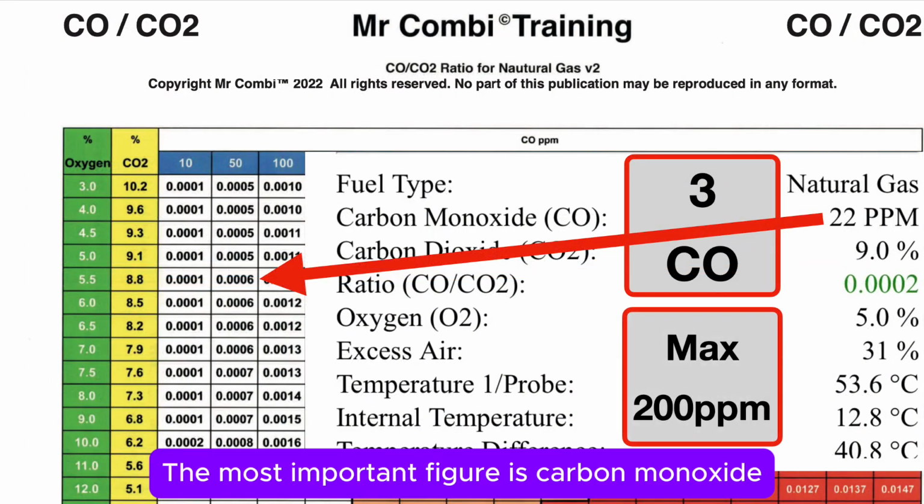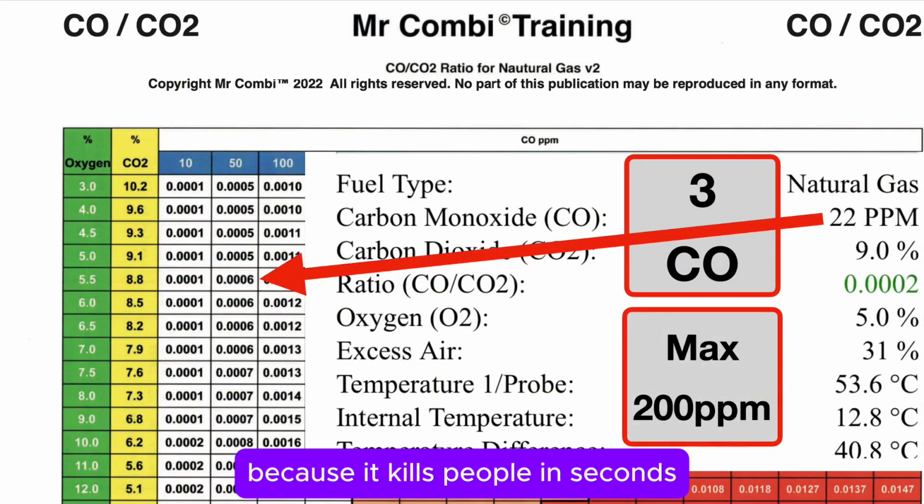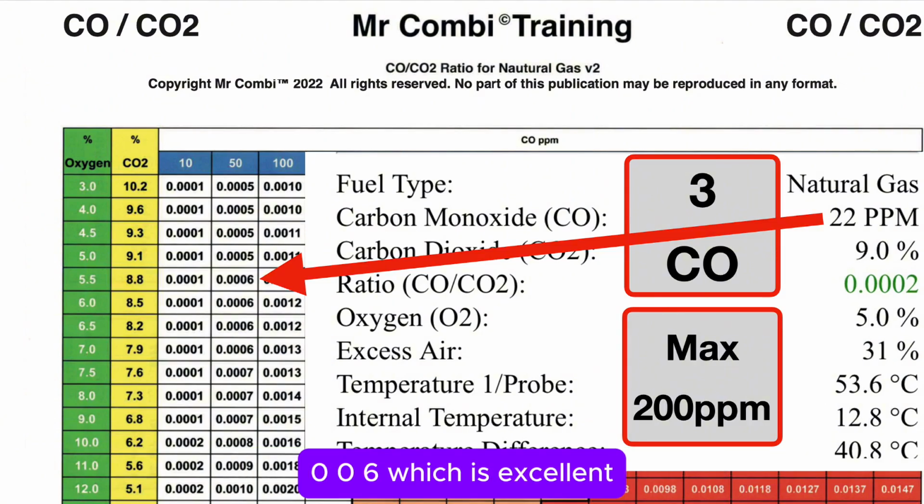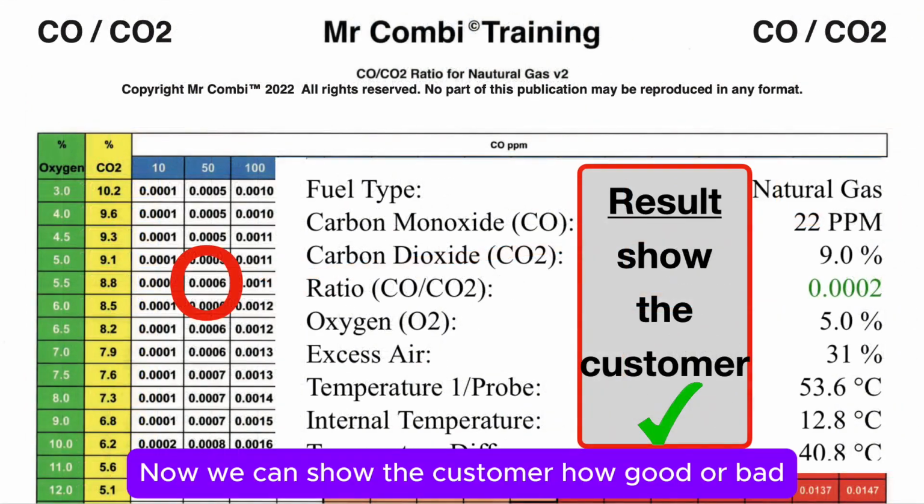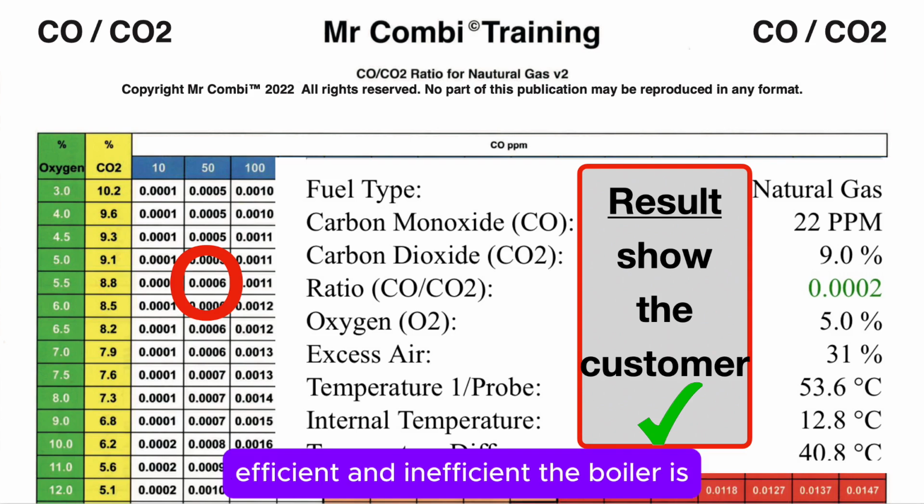The most important figure is carbon monoxide because it kills people in seconds. So we've got a figure here of 22. The first column of the blue is 10, so we're above 10 but below 50. So that's where it is, 0.0006, which is excellent. Now we can show the customer how good or bad, efficient and inefficient the boiler is.